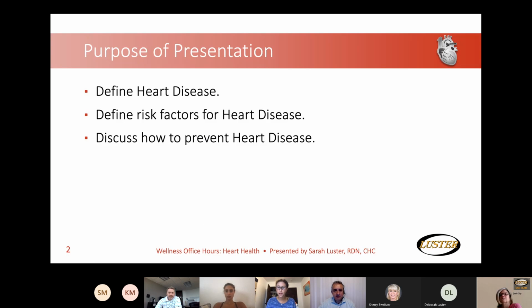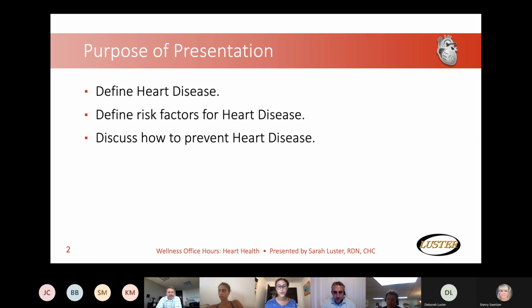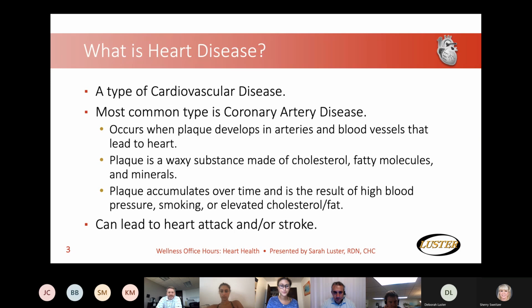And so the purpose of the presentation is to define heart disease. It's to define the risk factors for heart disease, and it's just to discuss how to prevent heart disease. And so this is great for anyone of all ages. You can start preventing heart disease young, old, so this is really for everyone.